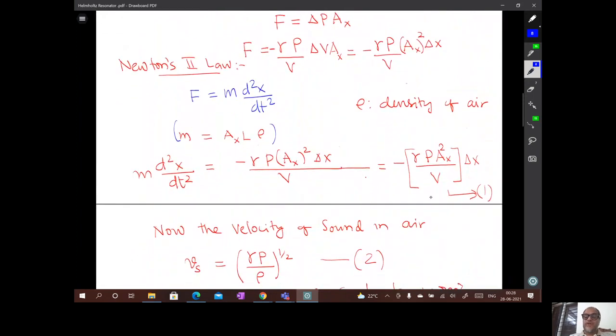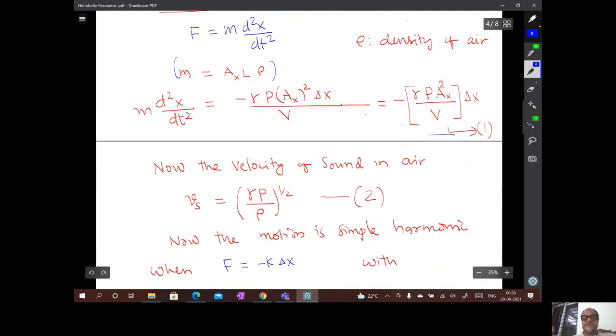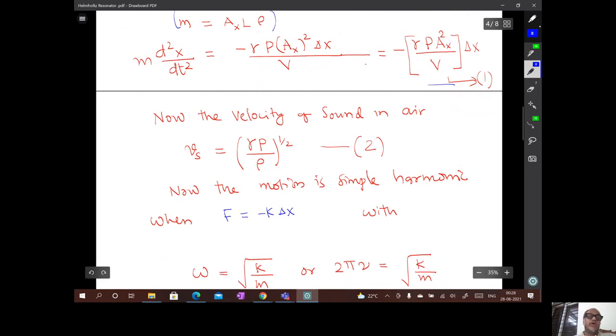From equation 1, whatever comes inside the square bracket is actually k. Now you also know that the velocity of sound has an expression: gamma p by rho, all to the power half, where rho is the air density.